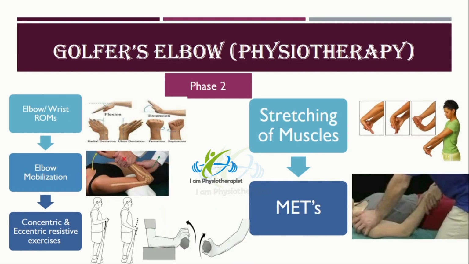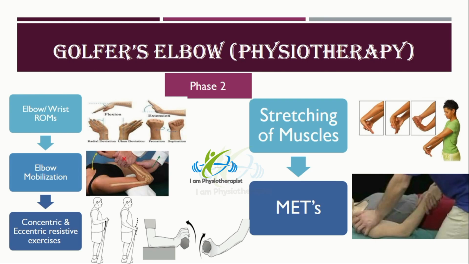Phase 2. The first goal of the second phase is to establish full, painless wrist and elbow range of motion. This is soon followed by stretching and progressive isometric exercises. Elbow exercises can be performed in a pain-free range.